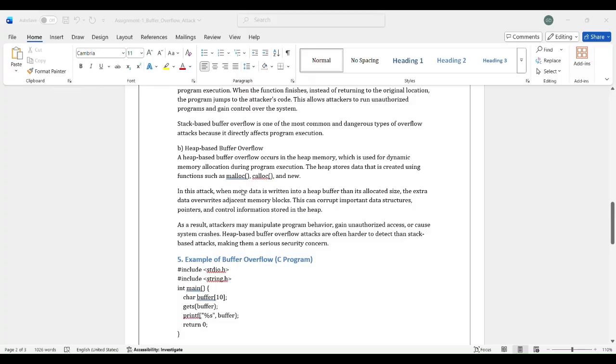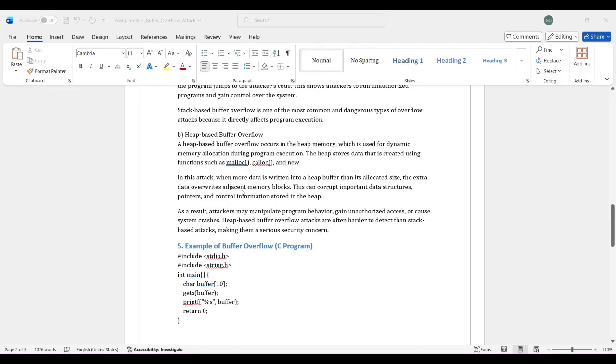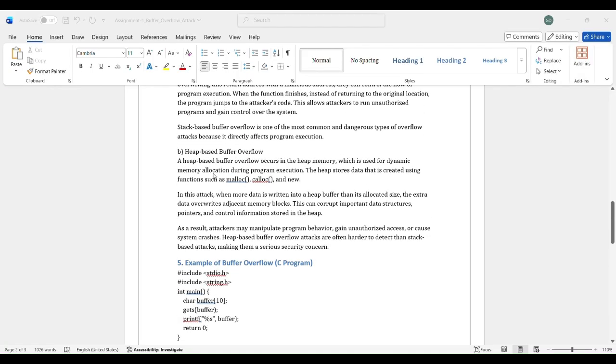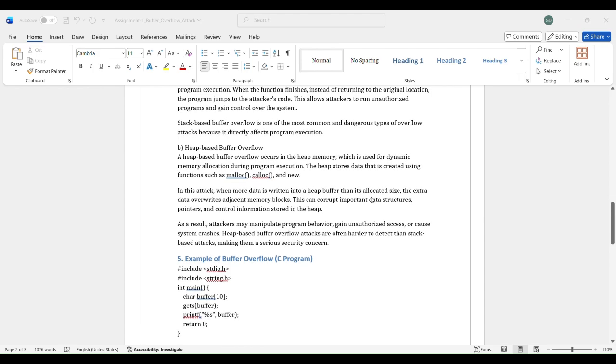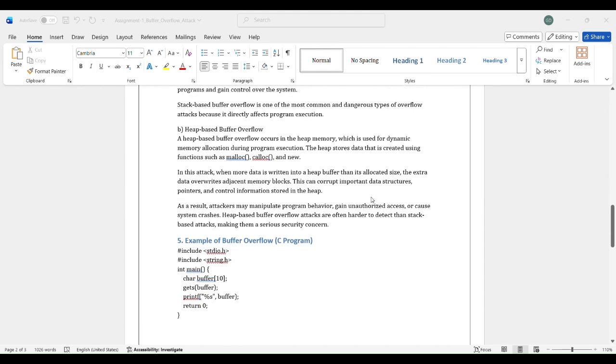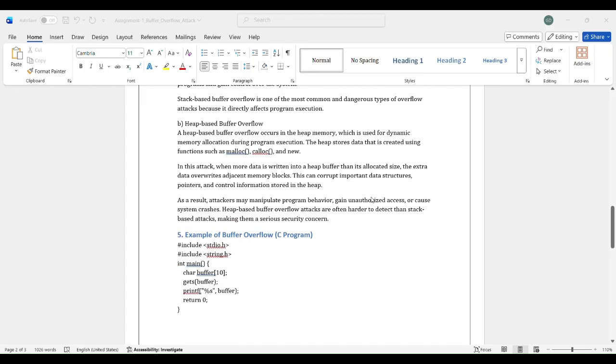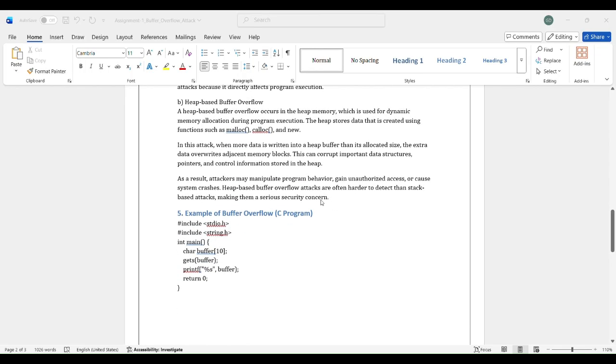5. Example of buffer overflow. C program. #include <stdio.h>, char buffer, gets(buffer), printf, return 0.